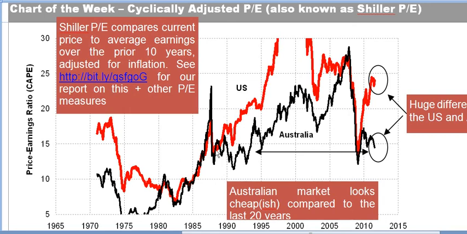So when you look at Australia on that basis, which is the black line here, what we see is that Australia, under 15 times, is actually pretty cheap compared to the last 20-odd years. If you look back a little bit further, all of a sudden we don't look quite as cheap.